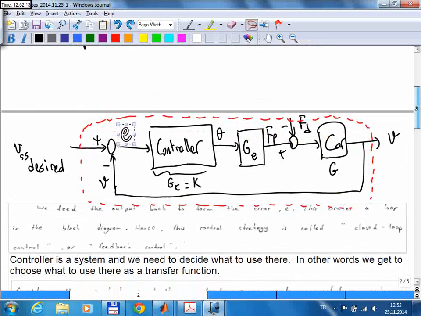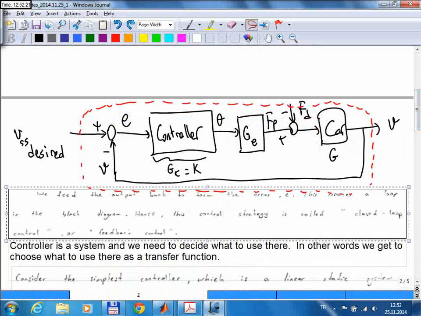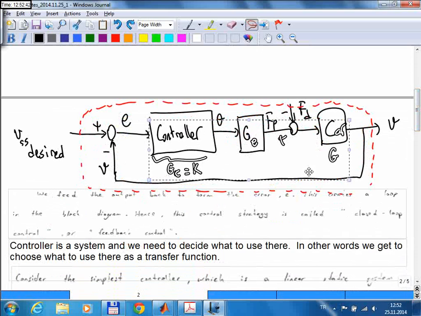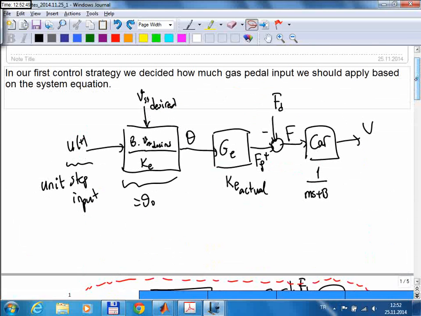Let's see. I don't know if you can read this, but it says here, we feed the output back to form the error signal, and this creates a loop in the block diagram. Hence, this control strategy is called closed loop control or feedback control. It's talking about this loop here. So we feed this signal back here, and this creates a feedback loop. So this control strategy is called closed loop control or feedback control, whereas the previous one is called open loop. So there's no loop here, there's no loop connection. This is called open loop.